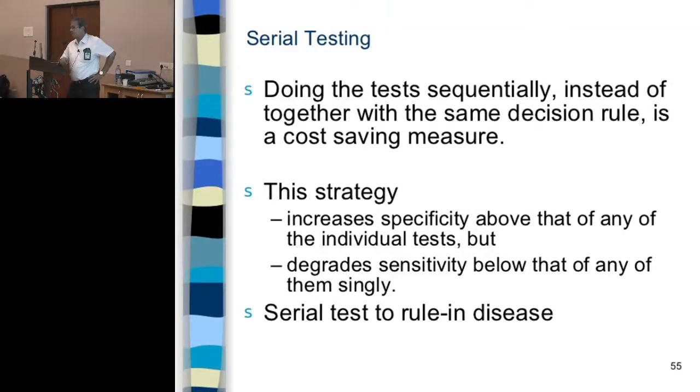So we could have one decision rule that you will treat only if all tests are positive, but like I said, you don't want to do all tests at once, but we do it sequentially. And this is a cost saving measure. So this strategy increases specificity above that of any of the individual tests, but marks your sensitivity down below that of any of them singly. So the serial test, because it is increasing in specificity, is good to rule in disease such as cancer.